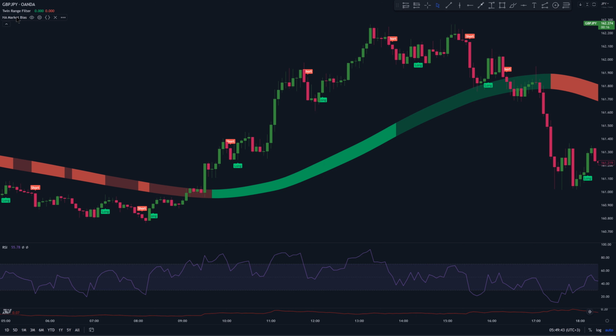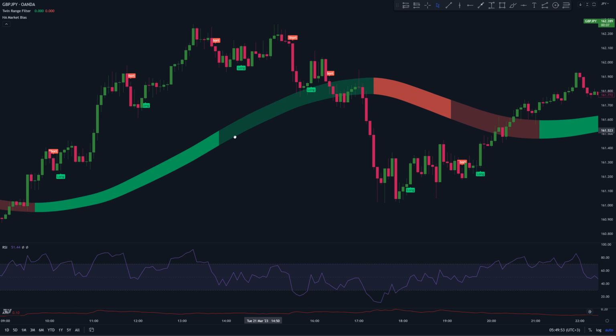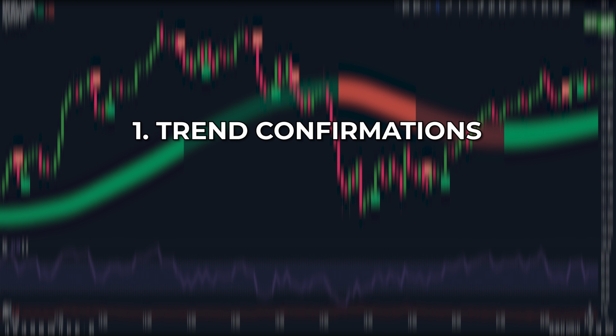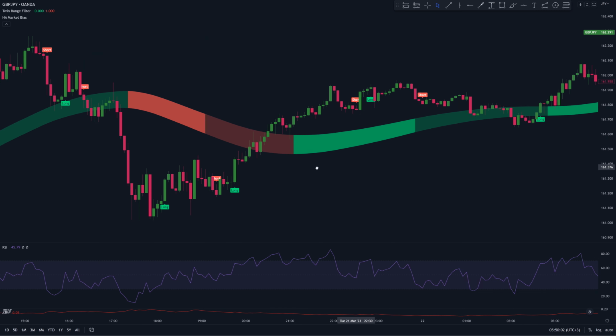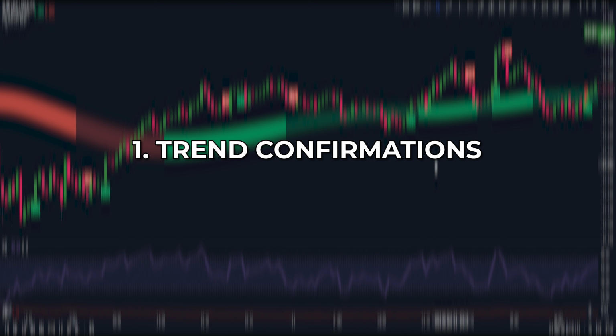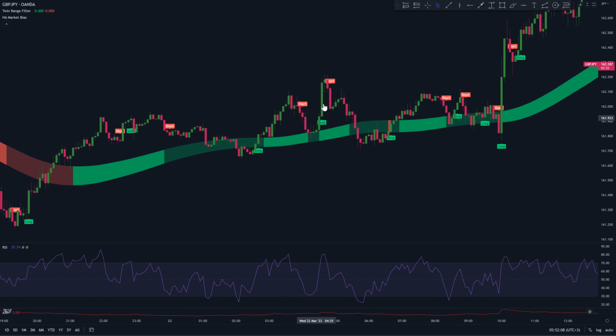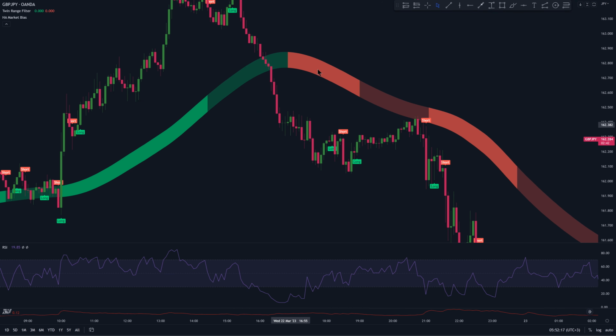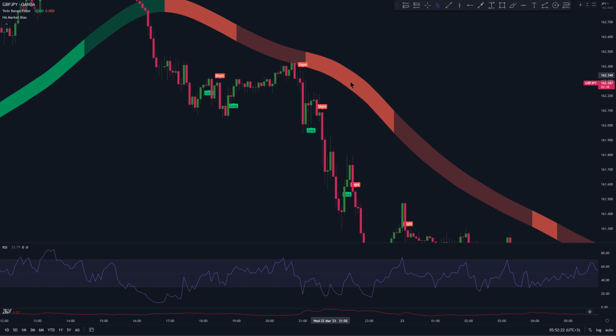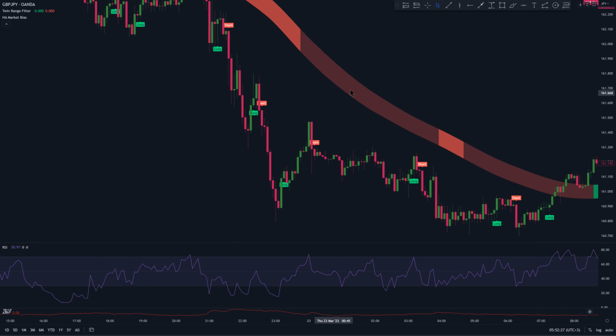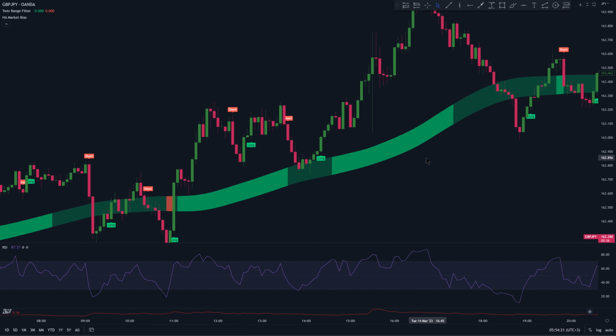The Market Bias indicator is a trend filter indicator, and we're going to be using it for 2 things: trend confirmations and pullback confirmations. For trend confirmation, here's how we're going to do it. When this trend ribbon is colored bright or dark green and the price is trading above it, that is a bullish trend. Conversely, when it's colored bright or dark red and the price is trading below it, that is a bearish trend. For pullback confirmations, here's how we're going to do it.